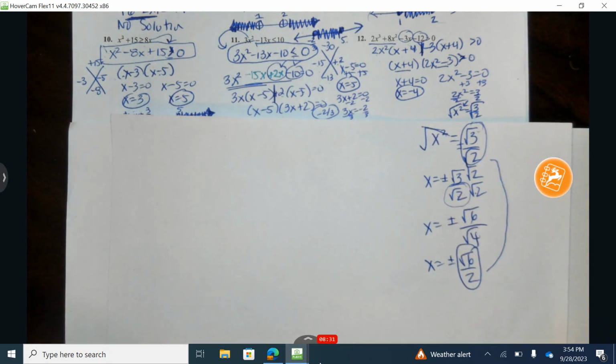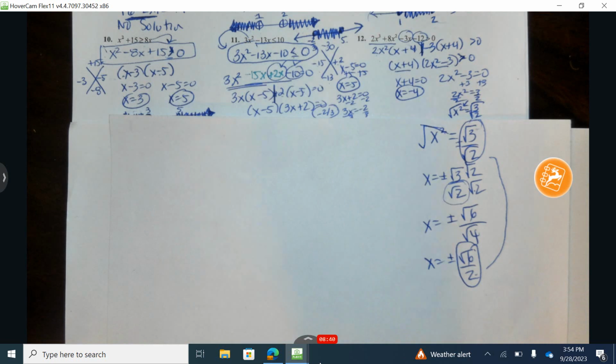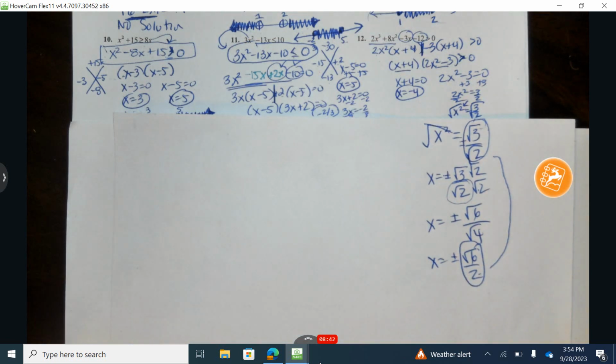And you're going, well, why do I have to do that? Because at this point in your math career, you need to rationalize the denominator to ensure that your final answer doesn't have a radical in the denominator. Okay, these are my other 2 answers.